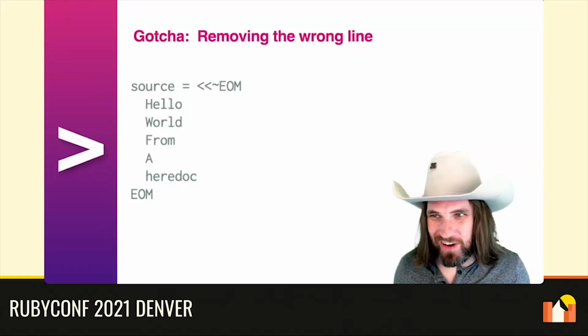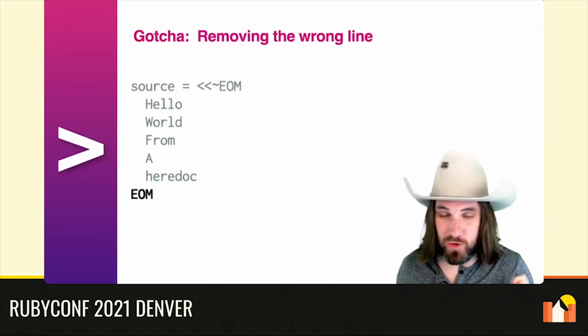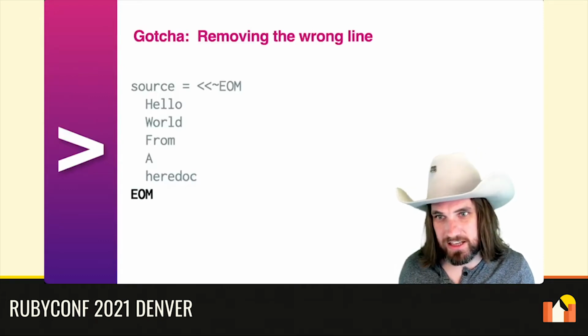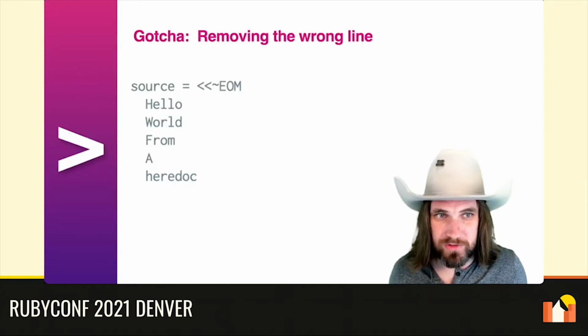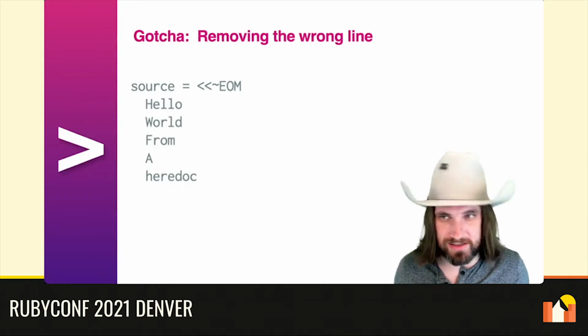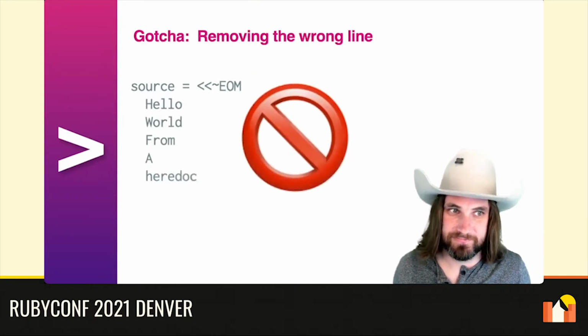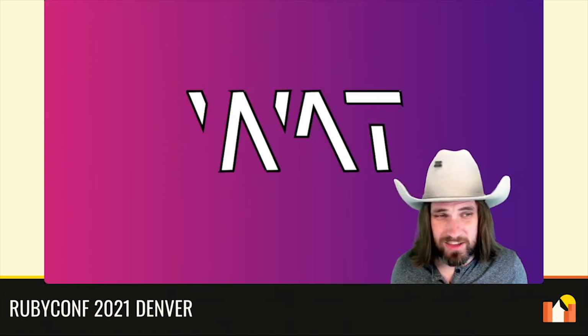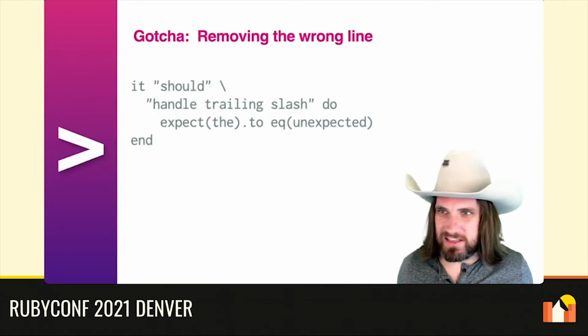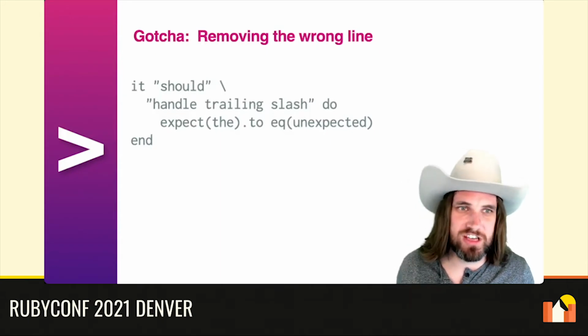But wait, there's more. Here docs cause problems. If you evaluate this last line in isolation, it looks like a constant. But if you remove it, we just introduced a syntax error. Yeah, not good. And there's more. When will it stop? These trailing slashes can cause problems.